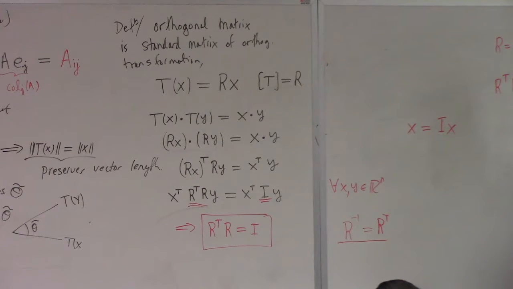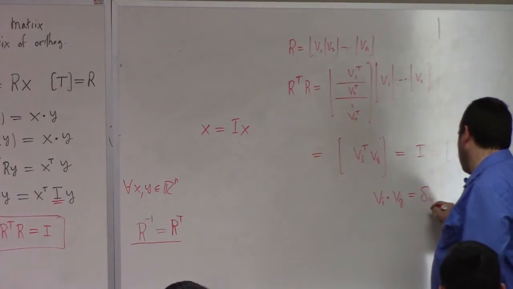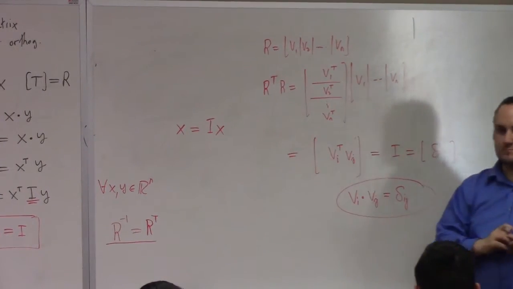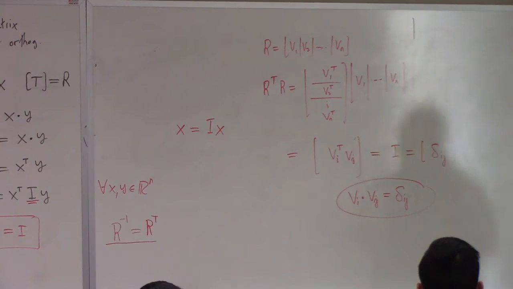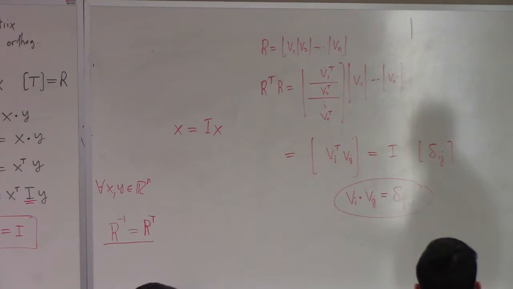So what's a typical element here? It's vi transpose times vj, right? That's the ijth component of this product. But this is equal to the identity matrix, right? Which has typical component delta ij. So this gives us that vi dot vj is the Kronecker delta ij. In other words, the columns of an orthogonal matrix are orthonormal.